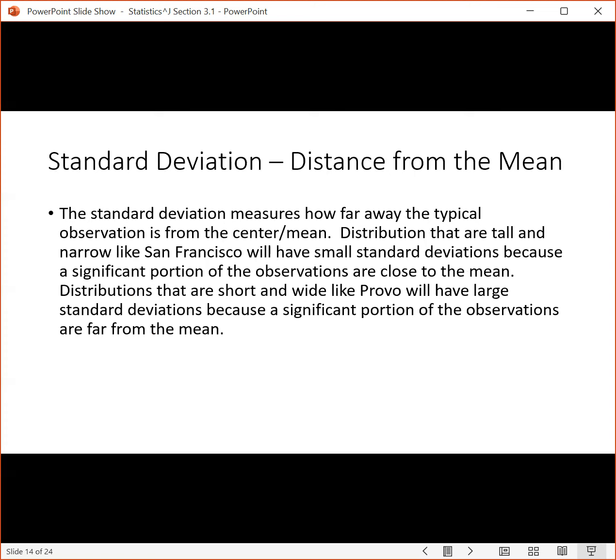So we introduce the idea of standard deviation. Standard deviation measures how far away the typical observation is from the center, or the mean. Distributions that are tall and narrow, like San Francisco, have small standard deviations because a significant portion of the observations are close to the mean. Distributions that are short and wide, like Provo, will have large standard deviations because a significant portion of the observations are far from the mean.